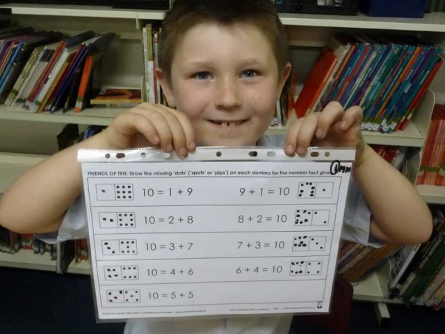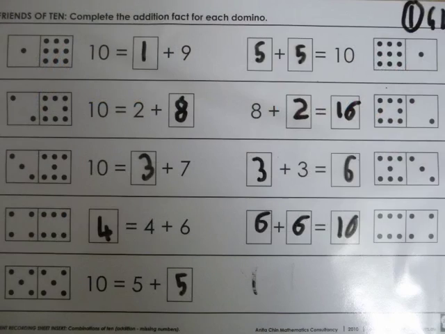This insert is designed to not only reconnect children with friends of 10, but to actually visually represent a number in a particular die pattern. In this case, we're looking at our friends of 10. The number sentence is written abstract, and children are doing a pictorial representation. The next insert in our sequence is to give children the pictorial representation, and they have to therefore represent it symbolically.